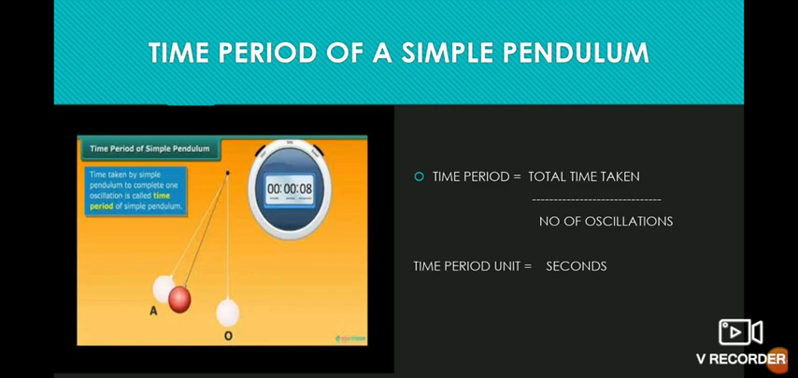Here's a small activity that you have to do. You have to make a simple pendulum, and if a metal ball is not available to you, you can use a heavy rubber ball also. Okay, or you can make your own heavy balls, and you have to make a simple pendulum and then measure the time period of this simple pendulum. Okay, you can make a small video of it and upload it to my number. So this is the simple activity that you have to do for this lesson.